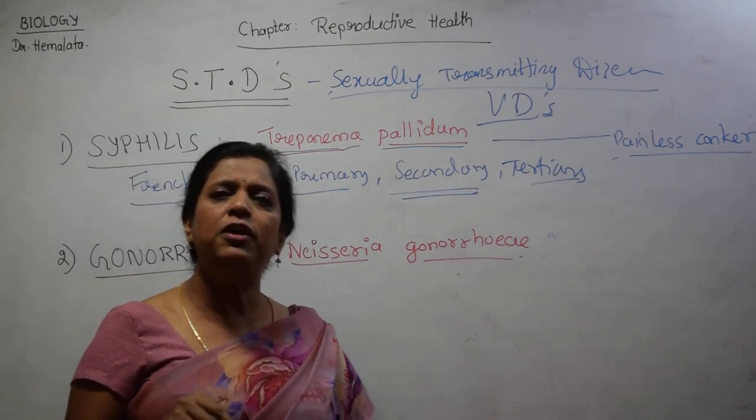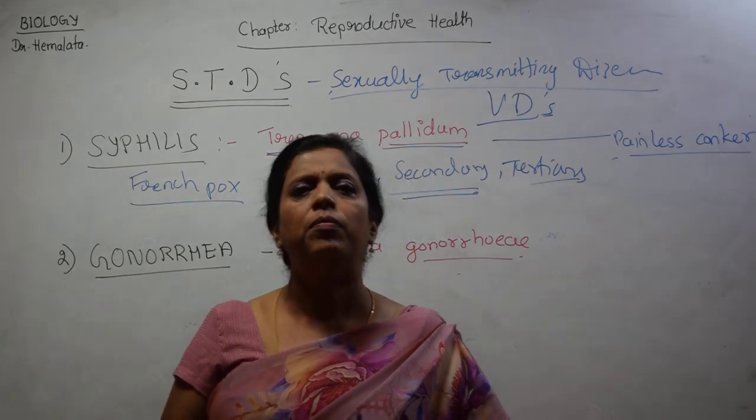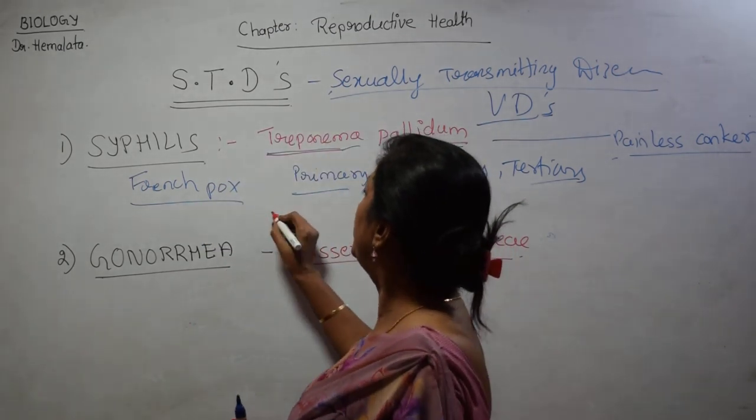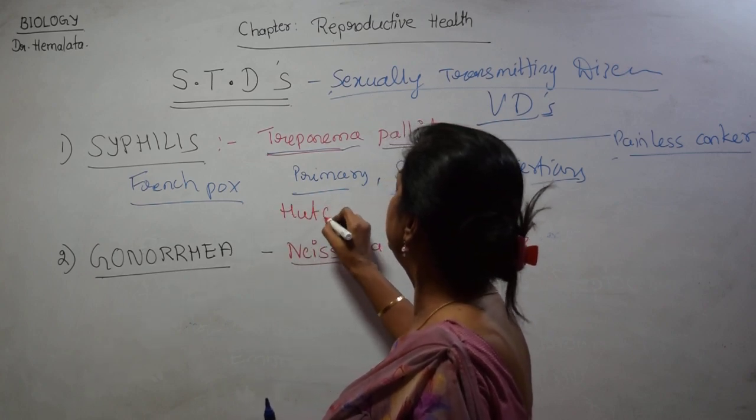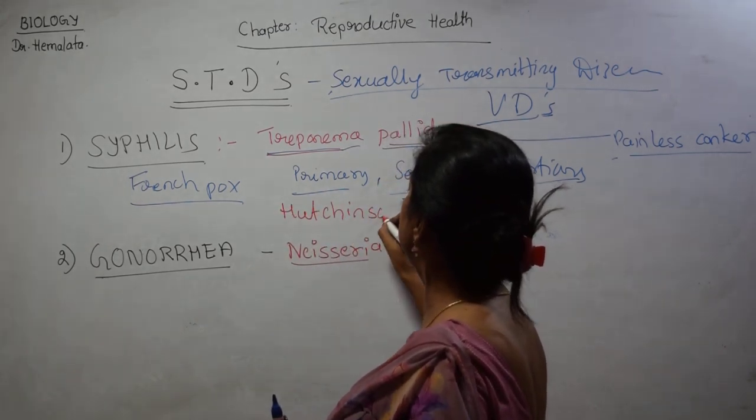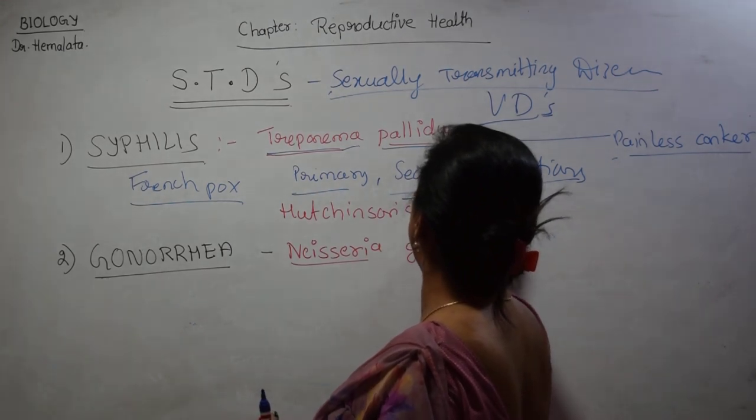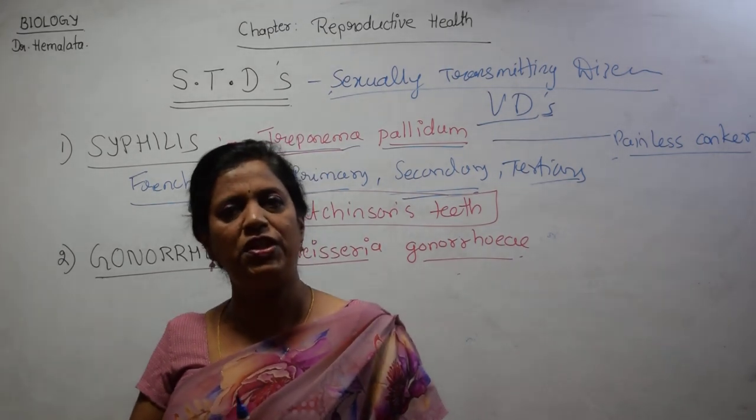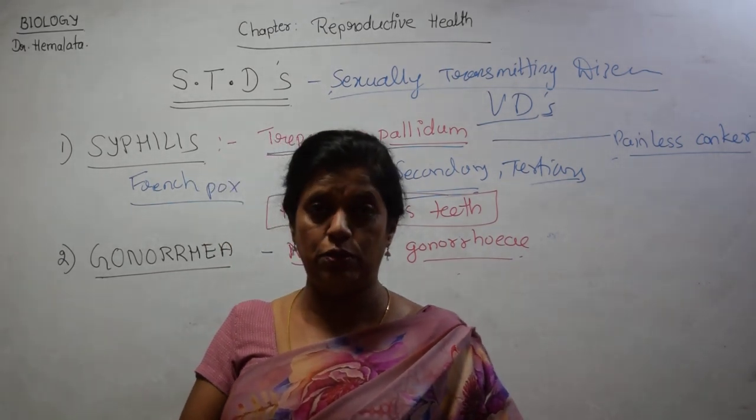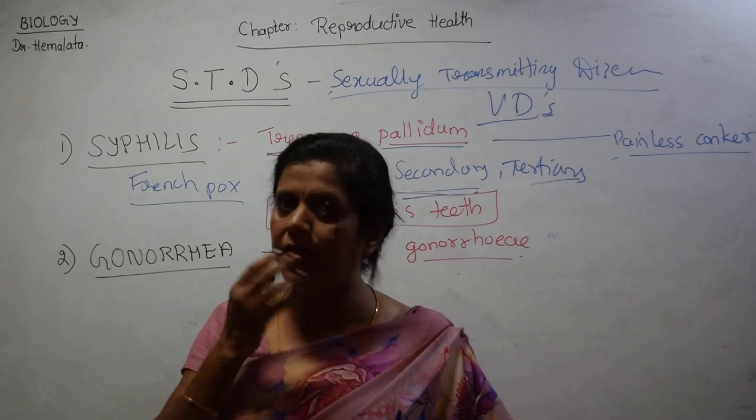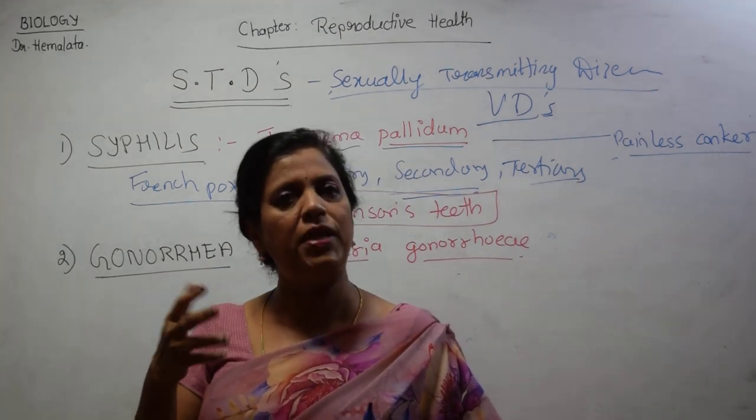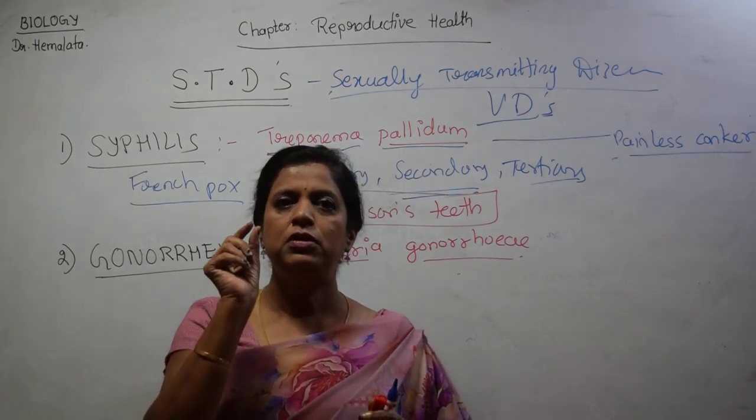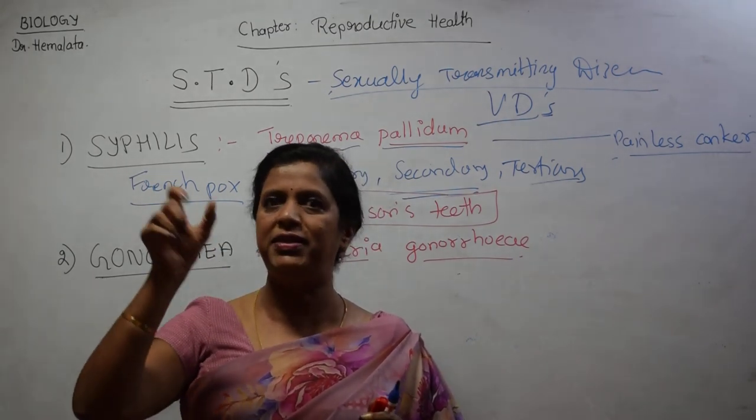And one more thing: in syphilis, women will produce a child containing a problem called Hutchinson's teeth. See this word, remember it, I have given some extra thing for you. What is Hutchinson's teeth? The baby when it is born will be normal with the milk teeth. But once they are replaced with the permanent teeth, their incisors, the front teeth, will become somewhat triangle shaped and with a big distance, right?